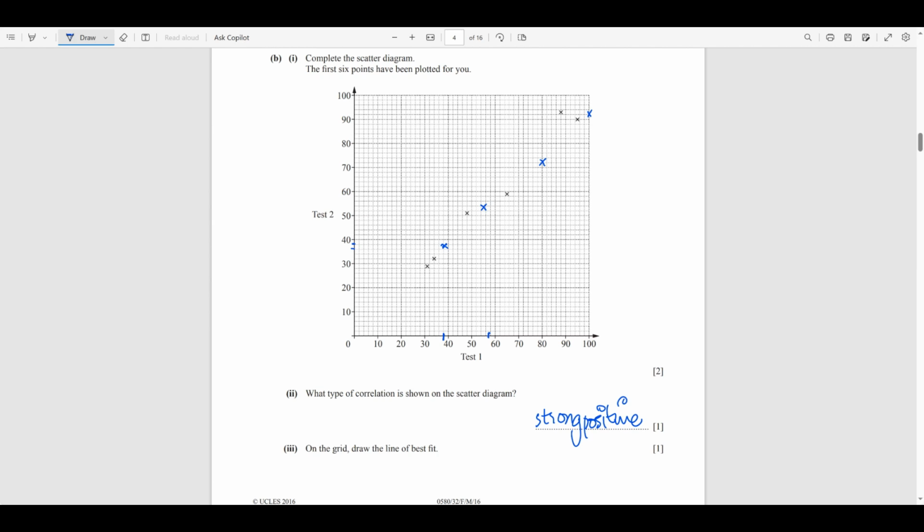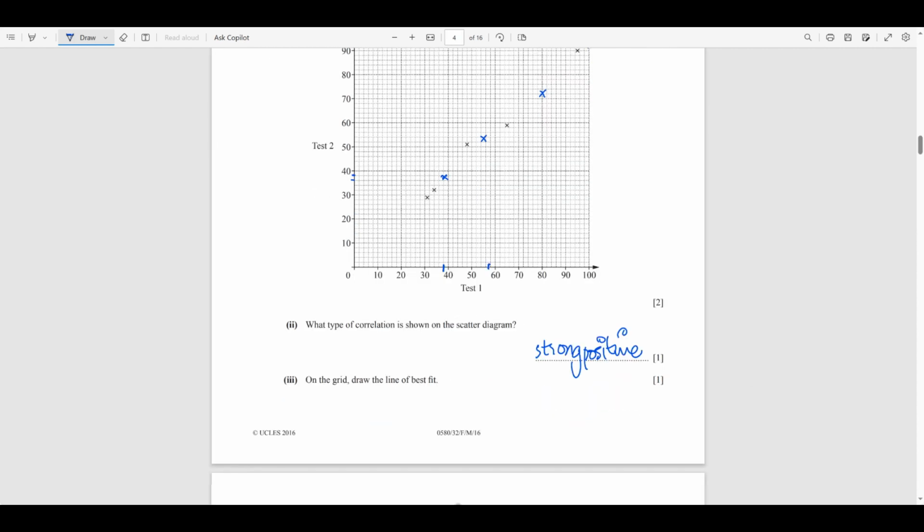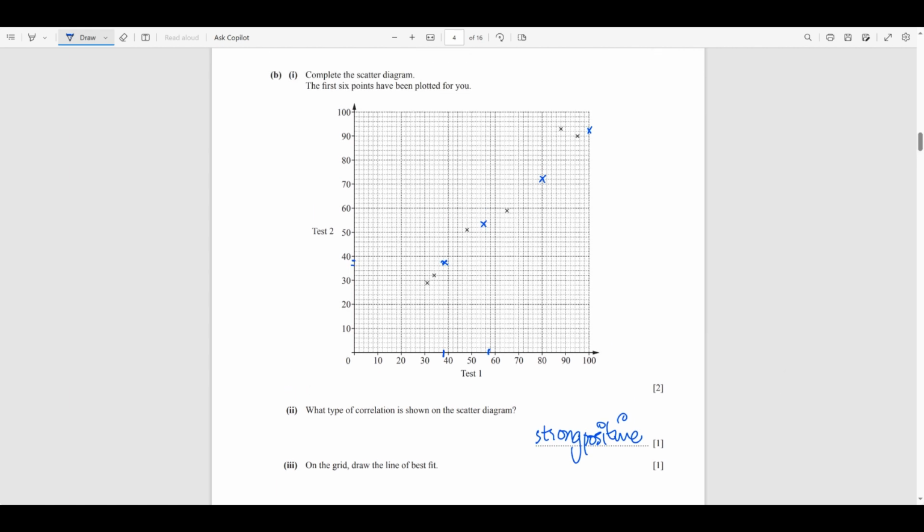I like to call it strong positive. You can also write only positive if you want. So it says positive, so I think we've got the mark. All right. On the line, draw the line of best fit, that too without a ruler.